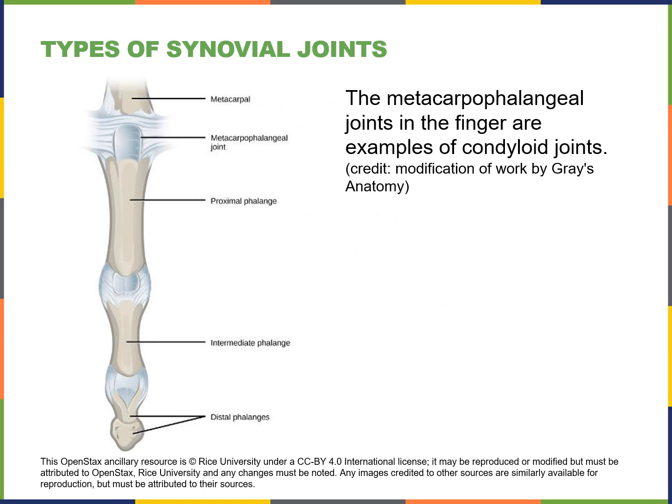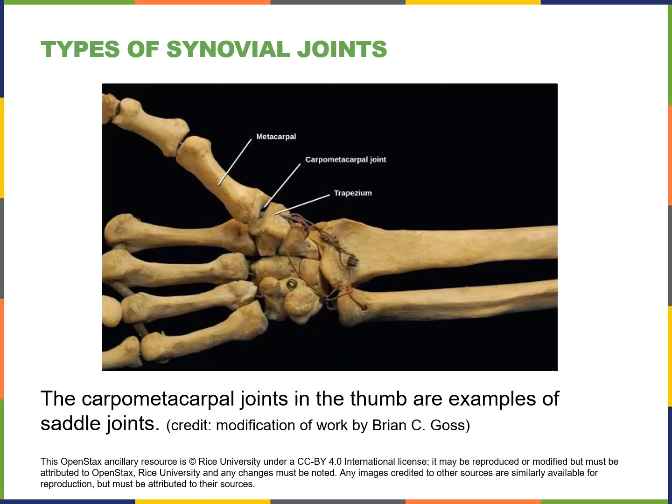The metacarpophalangeal joints in the finger are examples of condyloid joints. And then moving on to a different kind of synovial joint, we have the carpometacarpal joints within the thumb. Those are examples of saddle joints. We have opposable thumbs, which classifies us as different from other animals, and that's largely due to this kind of saddle joint.